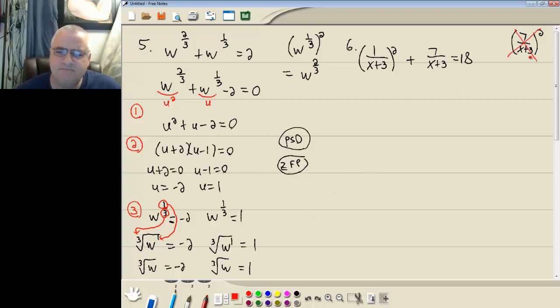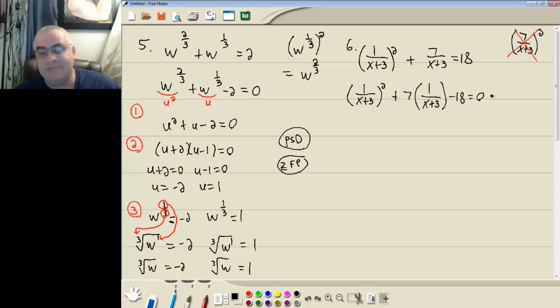What I could do is rewrite it this way. 1 over x plus 3 squared. That's 7. I can put it out in front as the coefficient, 1 over x plus 3. Now bring the 18 to the left side, becomes a negative 18, because we know we have to have 0 on that side. Okay, now if I take the middle part, which is 1 over x plus 3, and take it to the second power, it gives me the first here. So then it works out. So sometimes you have to do a little bit of manipulation like that.